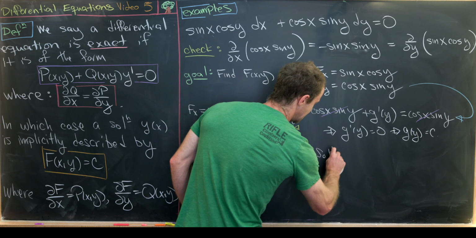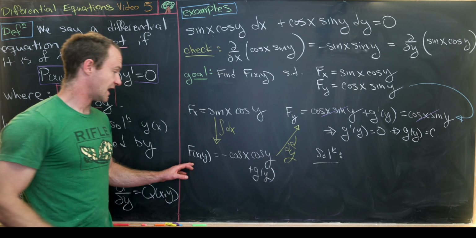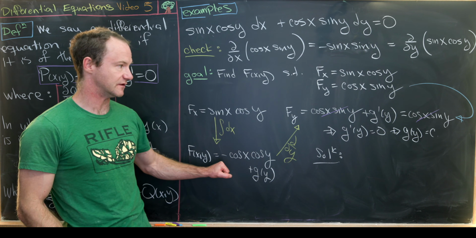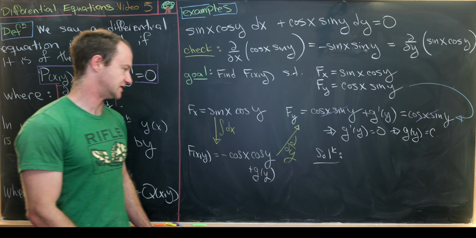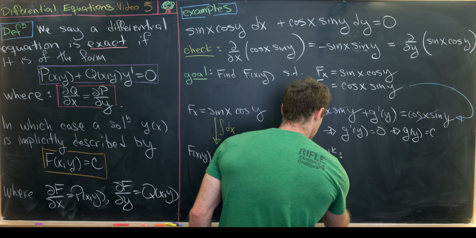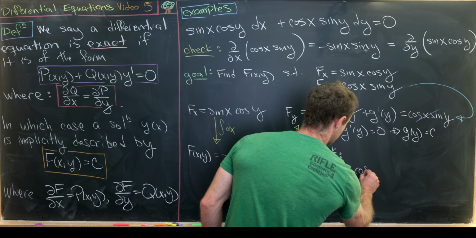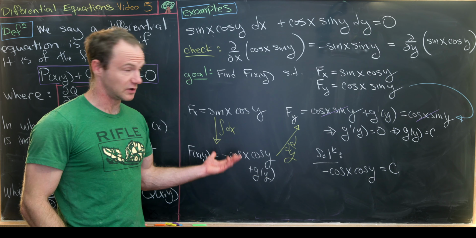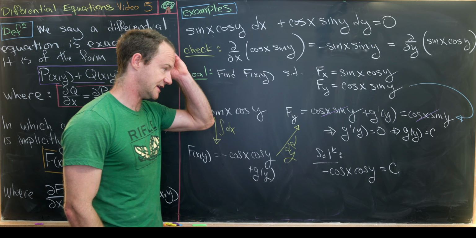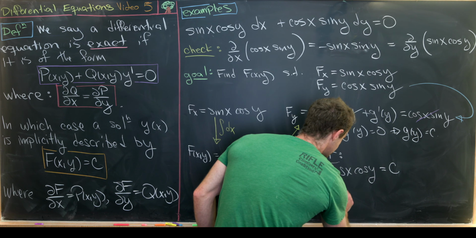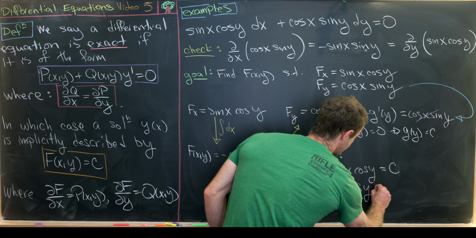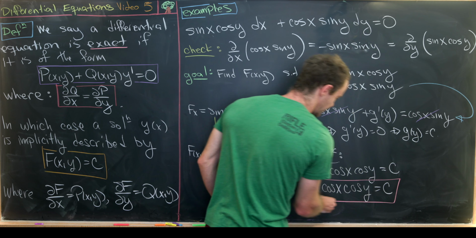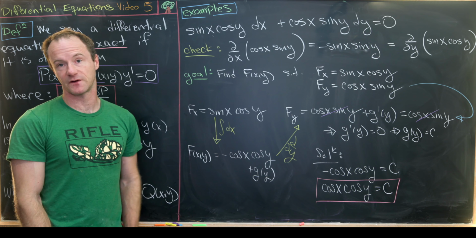Okay, so that means that in the end, we have a solution. And our solution is f of x, y equals a constant, where we don't need to worry about this g of y, given that we can absorb those constants into each other. So we have minus cos x cos y equals a constant. I would maybe even just multiply by a minus sign and absorb that minus sign into our c, and we'll have cosine of x times cosine of y equals a new constant where I've absorbed that minus sign in. And this would be our implicit description of y as a function of x here.